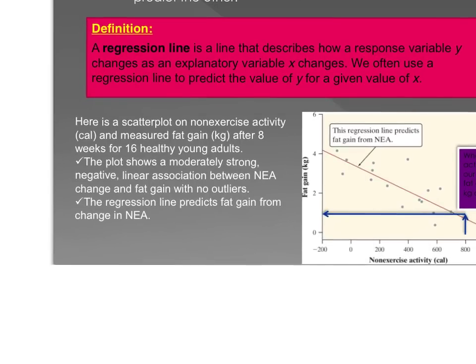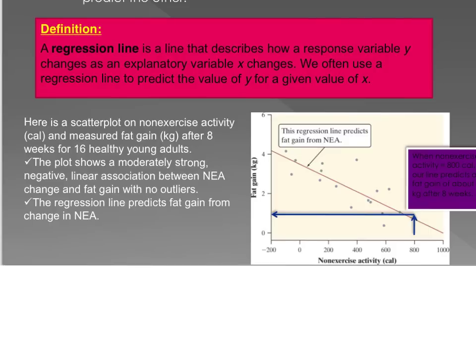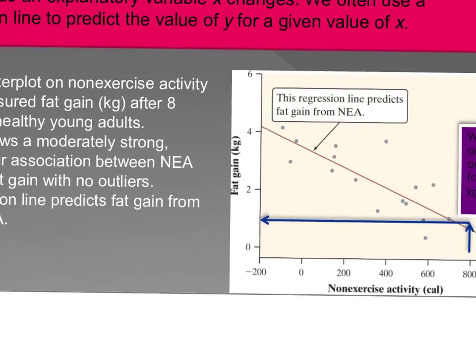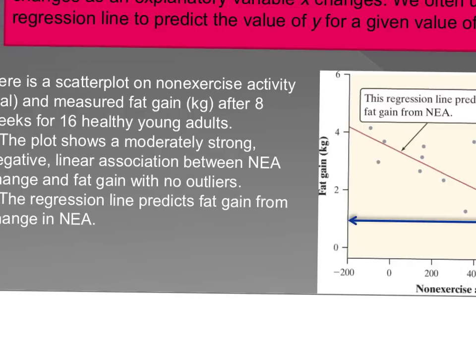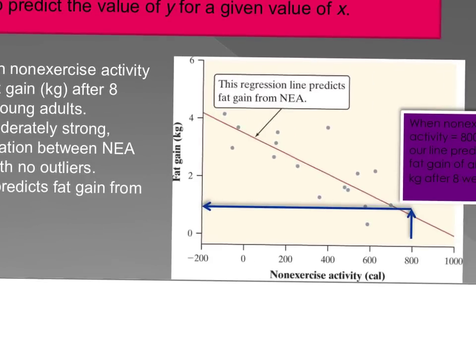Okay, so here's an example. Here to the right, we have a scatter plot of non-exercise activity measured in calories and fat gain measured in kilograms after 8 weeks for 16 healthy young adults. And we can see here that there is a relationship there. It is relatively linear. It is a negative relationship, and it's moderately strong, okay? And that line that goes through the middle is called a regression line. The regression line shows that as your non-exercise activity increases, your fat gain decreases.